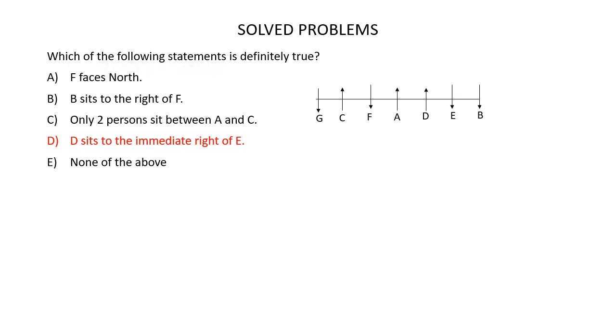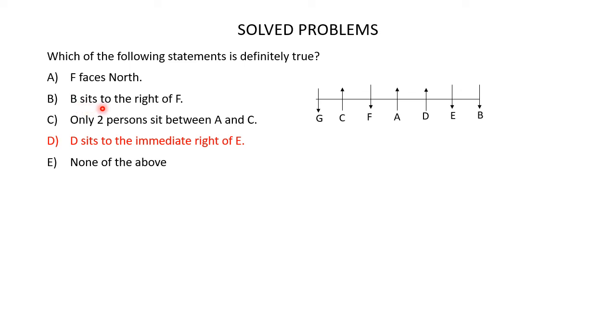Which of the following statements is definitely true? You're given 5 options and you have to find out which of these options is the correct one. Let's examine each of the options and find out which of these statements is definitely true. Option A states F faces north, but in the given seating arrangement F faces south. So this is not true.